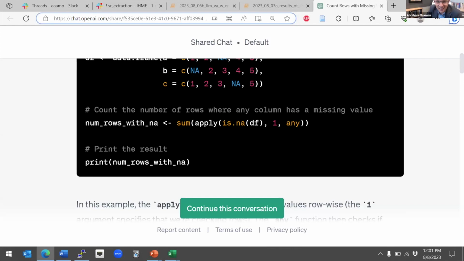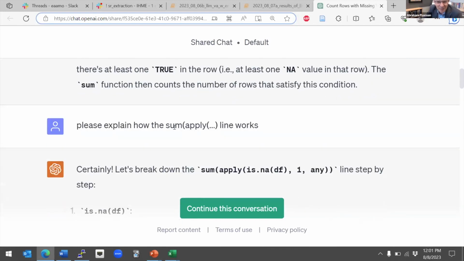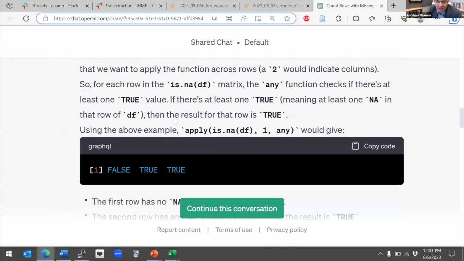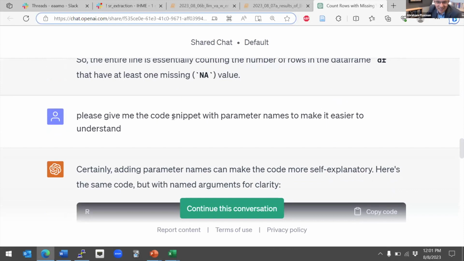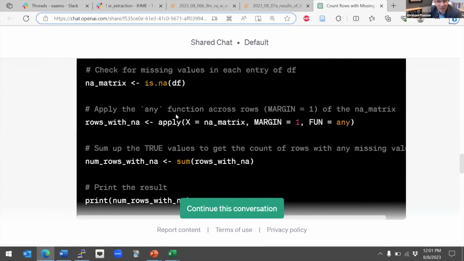And so seeing this made me pretty suspicious. But can you explain how this works? And yes, the chatbot certainly can explain how it works. And could you give me a code snippet there with some more details so it's easier to understand? And yes, I can expand on that.